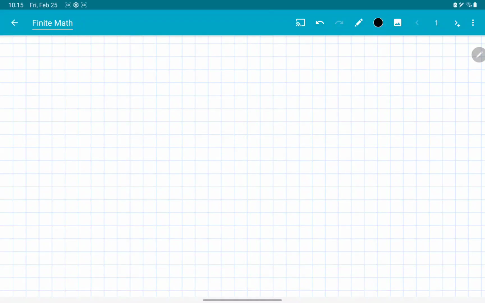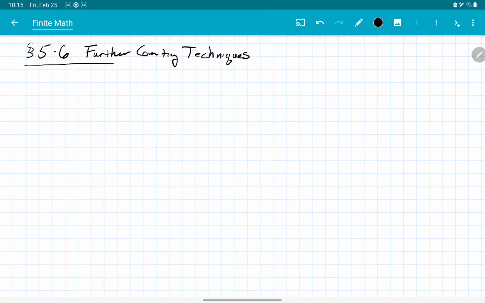Today is section 5.6, further counting techniques. All right, so what we're doing here, there's no new systematic words or definitions or anything like that. What we are going to talk about is we're just going to do several example problems and talk in detail how to approach them. That's what we're doing today.